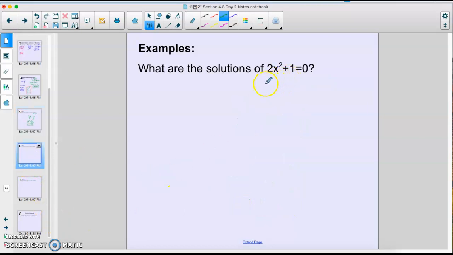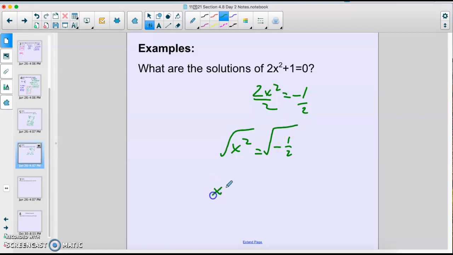All right, same thing here. Let's subtract 1. We get 2x squared equals negative 1. And then we divide by 2, and we get x squared equals negative 1/2. Interesting, okay. And then we square root it. Anytime you square root, you need to do plus or minus.